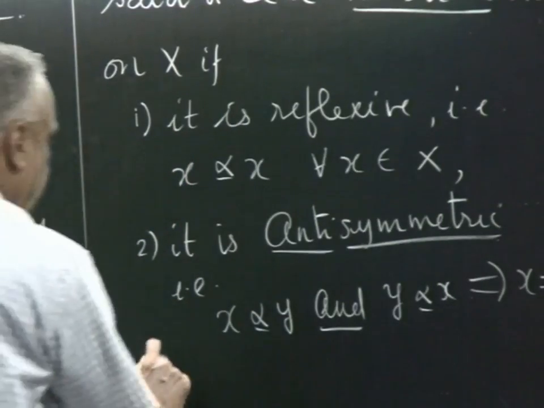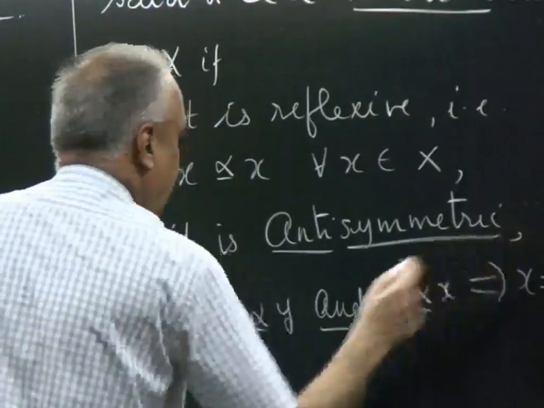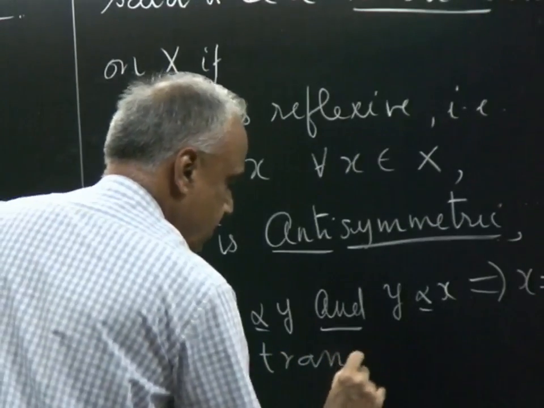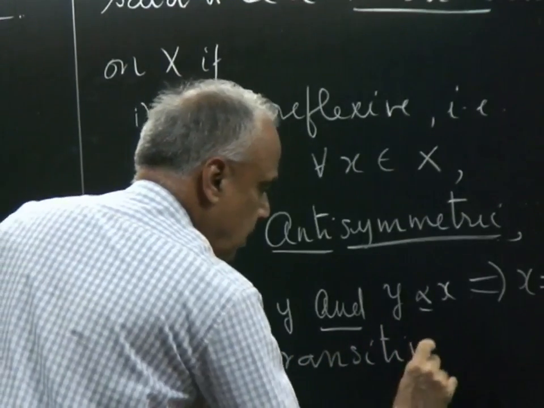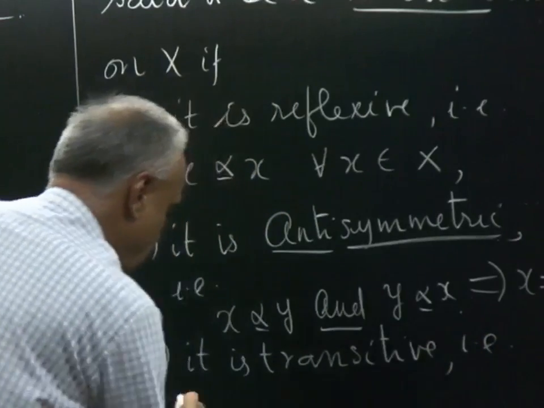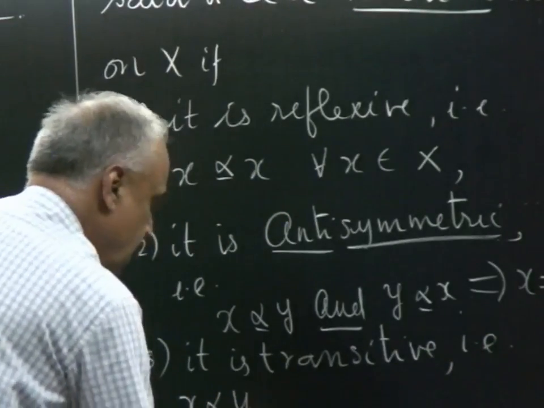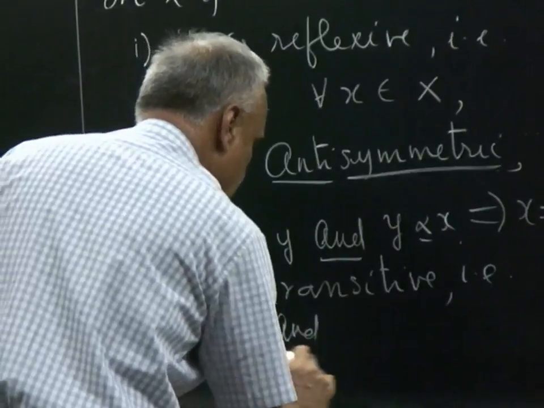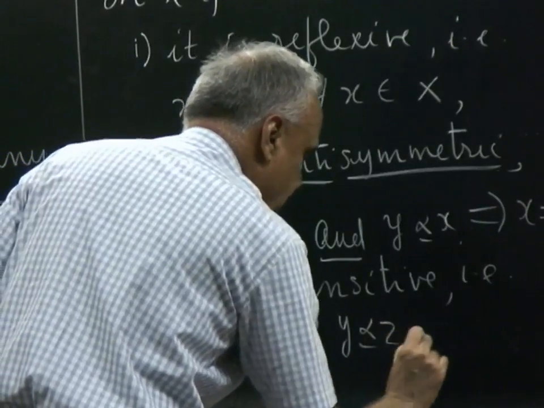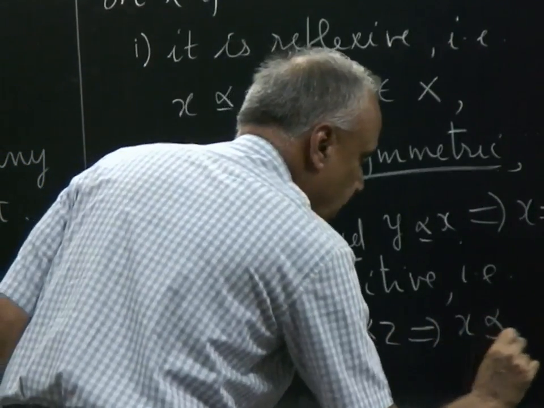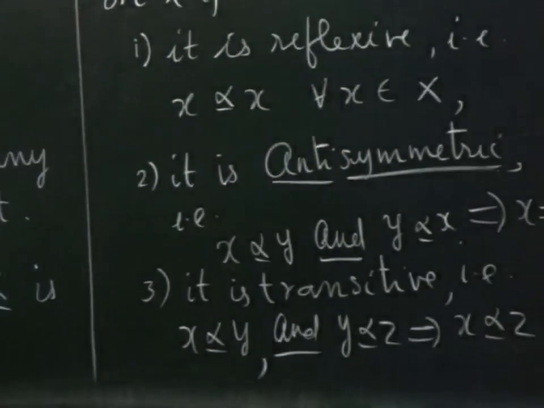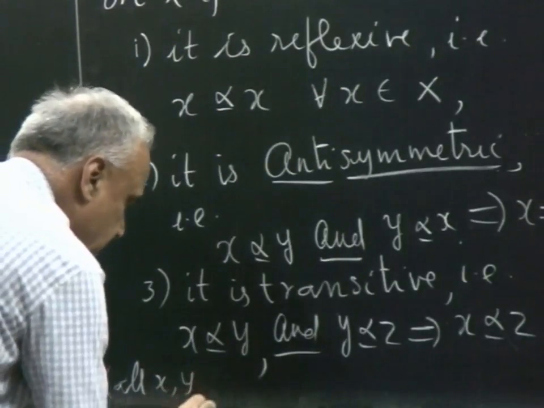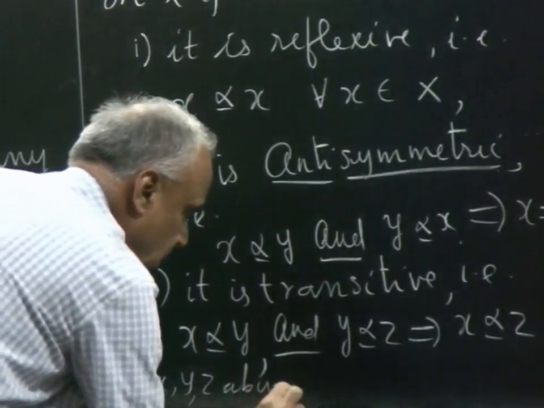Okay. Three, it is transitive. That is, x is related to y and y is related to z implies x is related to z. So I will take all x, y, z above to be in X.